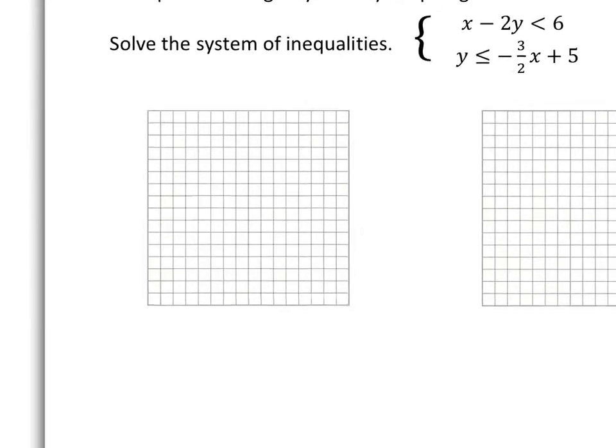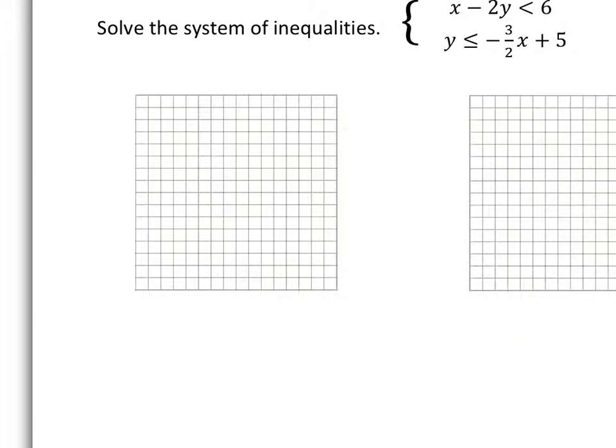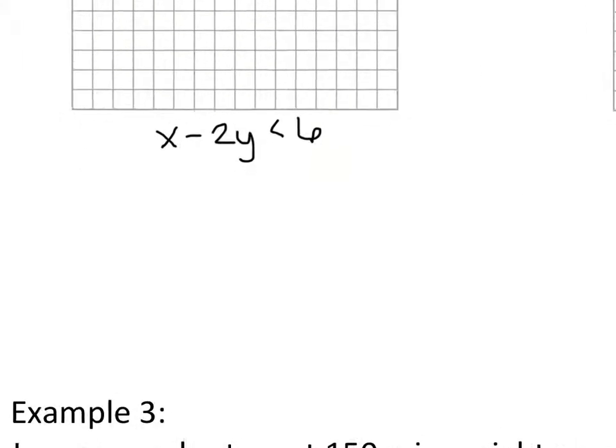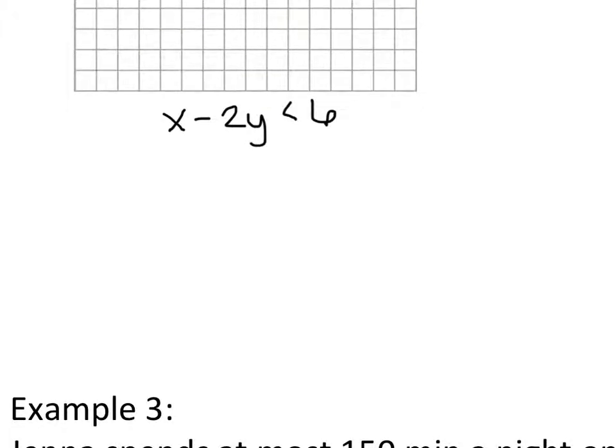Alright, so this first graph is going to be for x minus 2y is less than 6. Can we graph that the way it is? No. What do we need to do? You need to get the minus x. Okay. What's the purpose of subtracting x? Isolate the y. To isolate the y. Thank you.